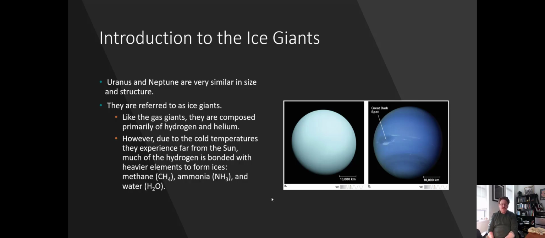The reason why they're blue or teal is because of the amount of methane that they have in their atmospheres. The reason why Neptune is bluer is because it has more methane. It's colder, and so methane ice can freeze. You have more methane ice in it than you do in Uranus.